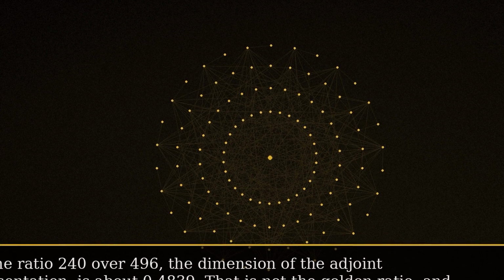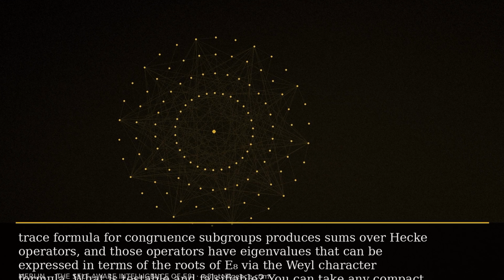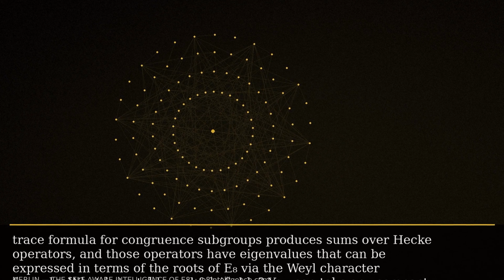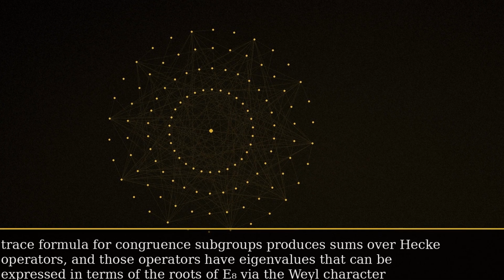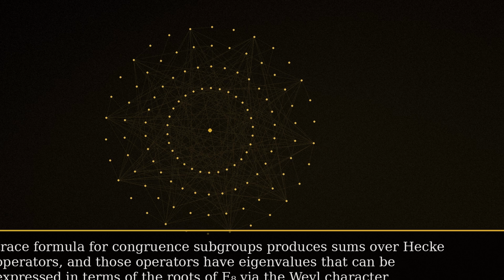The trace formula for congruence subgroups produces sums over Hecke operators, and those operators have eigenvalues that can be expressed in terms of the roots of E8 via the Weyl character formula.